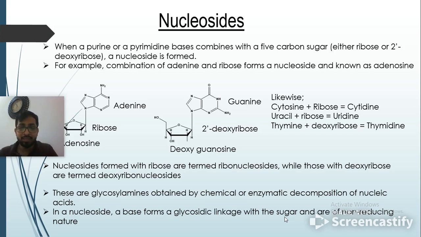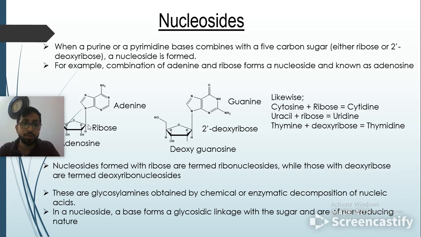That means when an enzyme or a chemical attacks these nucleic acids, they break their structure and we obtain these nucleosides. In a nucleoside, the base forms a glycosidic linkage with the sugar and is of non-reducing nature. I told you there is a bond between base and sugar at the C1 carbon, and because of this bond, this carbon is not free. The free structures of these sugars contain an aldehyde group, and aldehyde groups are of reducing nature. They can reduce Tollens' reagent or Fehling's reagent. You must have studied all these tests.